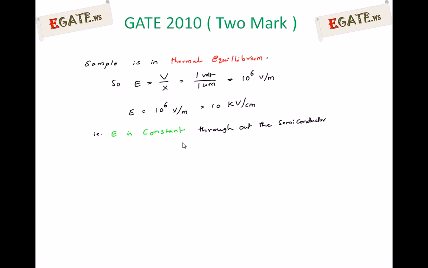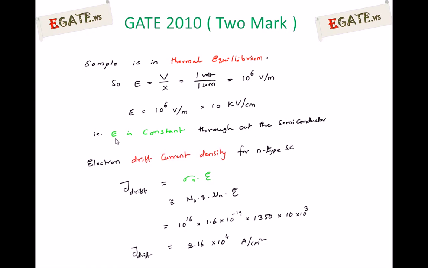Once the electric field is calculated, we can calculate the drift current density. Electron drift current density for an N-type semiconductor is J drift approximately equal to sigma n into electric field. Sigma n is the conductivity of N-type. The equation for conductivity of N-type is n q mu n. n is nothing but the concentration of electrons. Here, for an N-type semiconductor, n is approximately equal to Nd, the donor concentration. So we can write sigma n is equal to Nd into q into mu n, into electric field. So Nd is 10 power 16, into q is 1.6 into 10 power minus 19, into mu n given as 1350, into 10 power 4, the electric field.